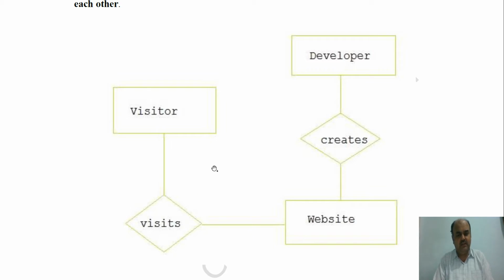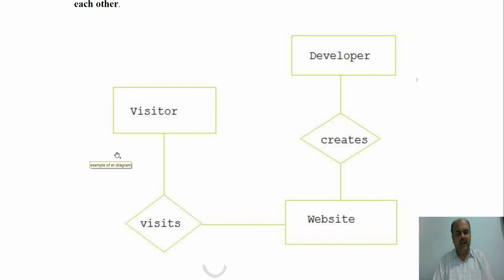So here the visitor is going to visit the website. Visitor is one entity, another entity is the website. So the visitor visits the website, and visits is the relationship. But the visitor can visit the website only when the developer develops the website. So developer is another entity, and creates is the relationship, or you can say develops. The developer develops the website, which is visited by the visitor.